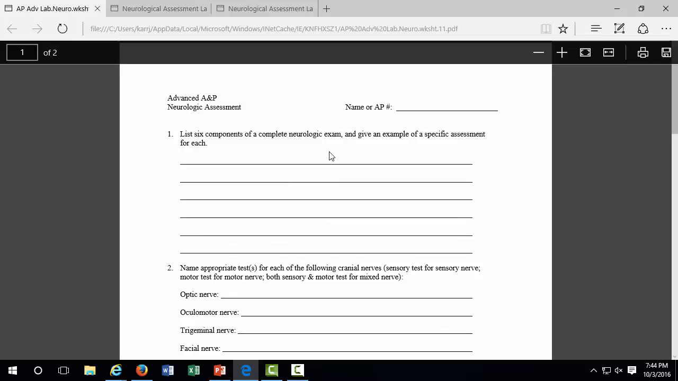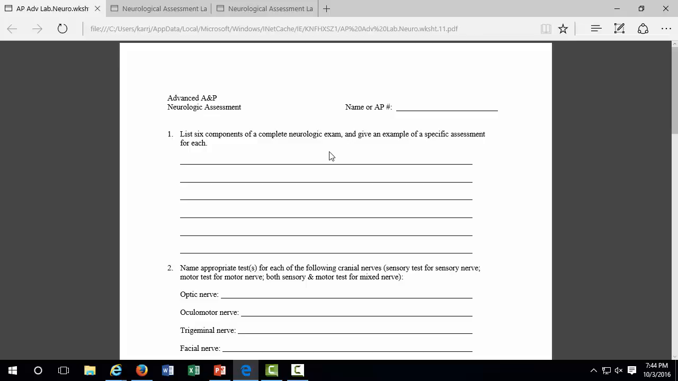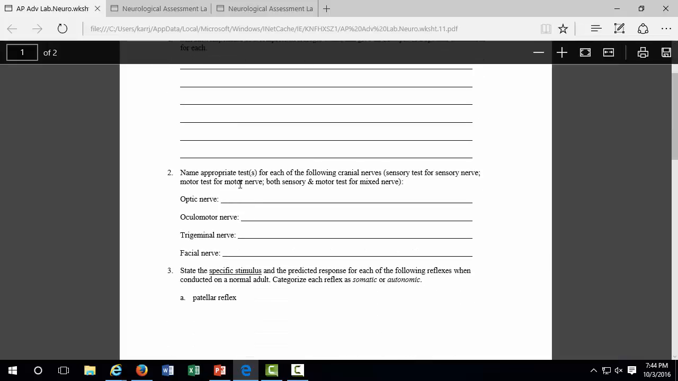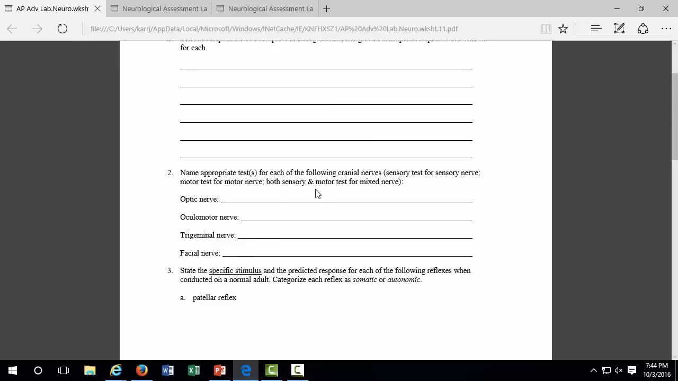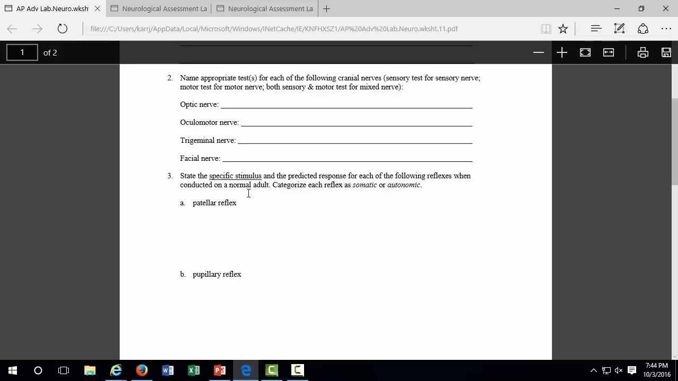6 components of the neurological exam. Those are listed on page 27, objective number 1. So I'm not going to rattle those all off. You can read those on your own. And the tests are described either in the video or in your reading. Number 2 is name an appropriate test for the different cranial nerves. And if it's a mixed nerve, they want to know what is the sensory portion, how would you test for the sensory portion, and then how would you test for the motor portion. So again, those are all listed in that chart in the back of your lab packet.